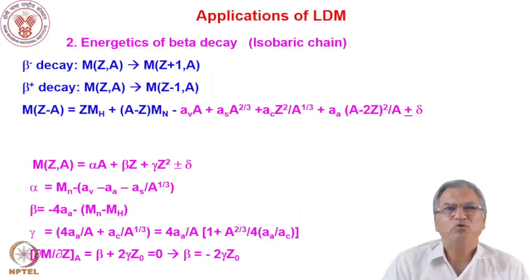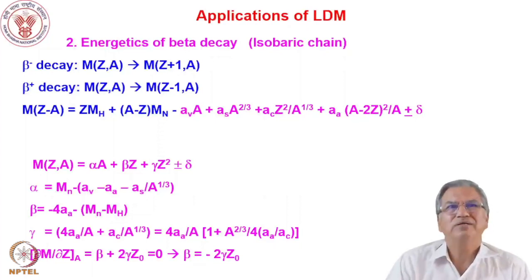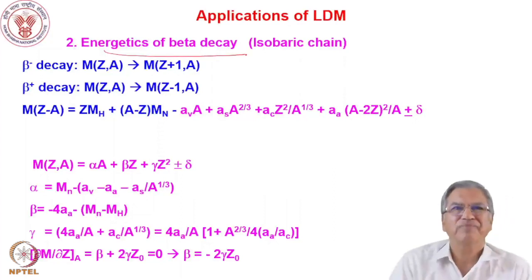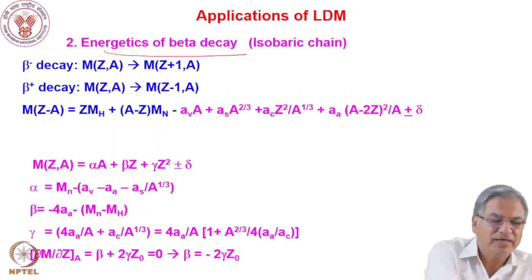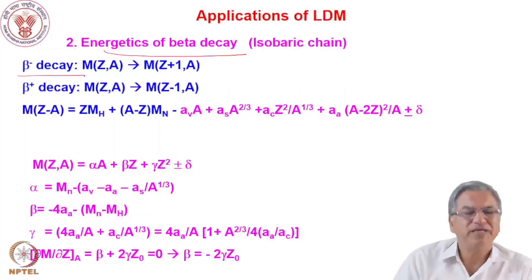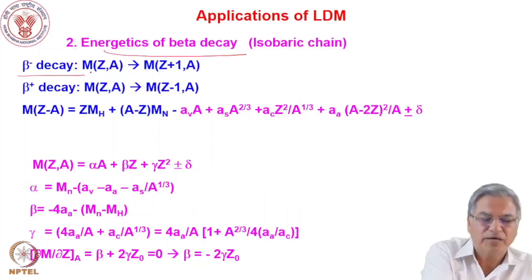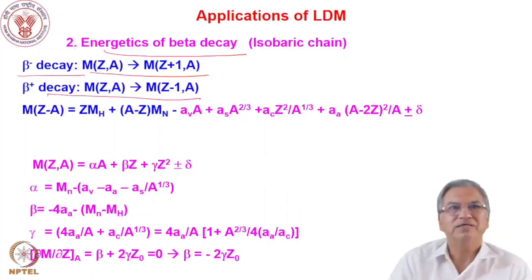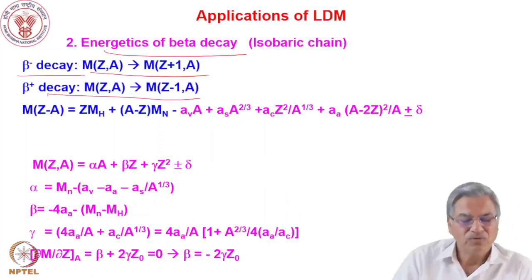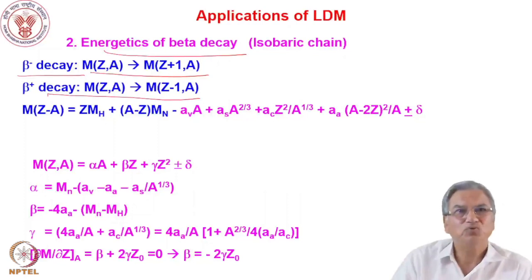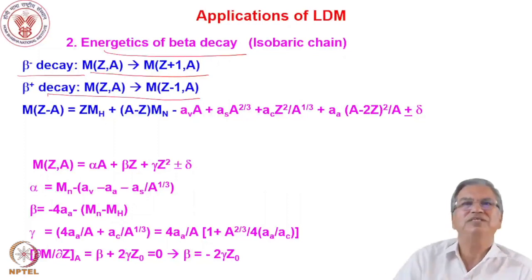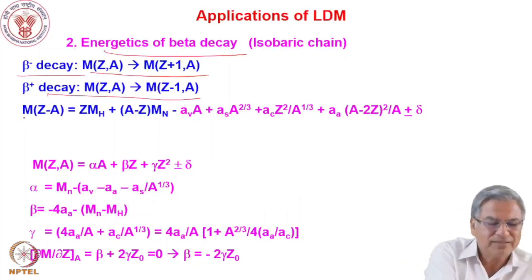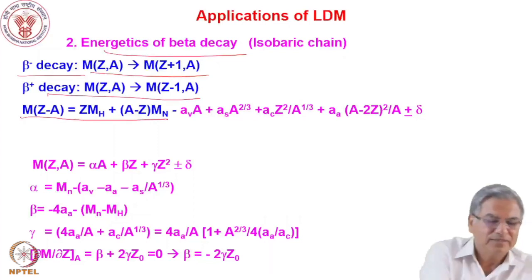One of the most important applications of the liquid drop model is to predict the energetics of beta decay in an isobaric chain. We know that beta minus decay occurs in an isobaric chain when the atomic number is increased by 1, while in beta plus decay the atomic number decreases by 1. Now let us try to calculate the Q beta for beta decay, and then we will see the systematics of the Q beta decay.